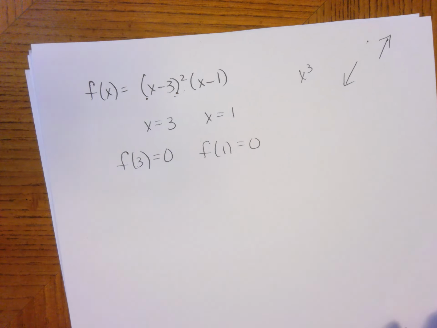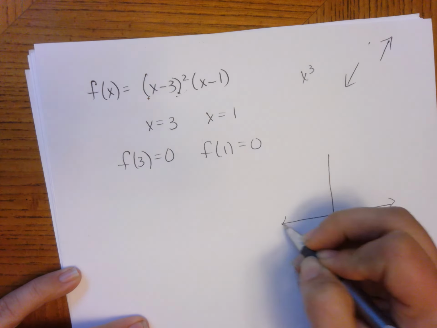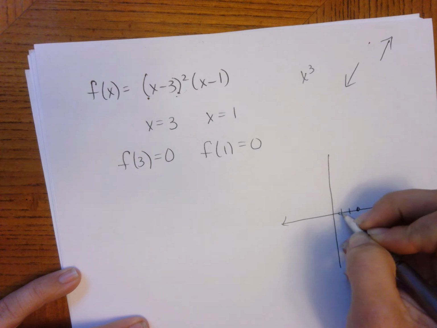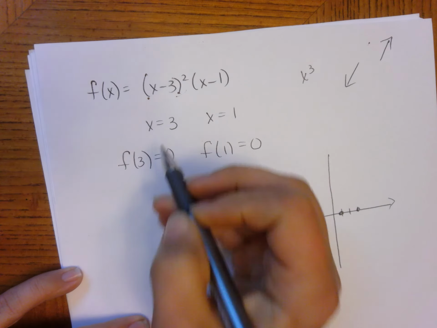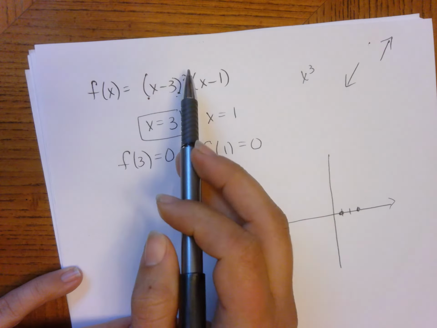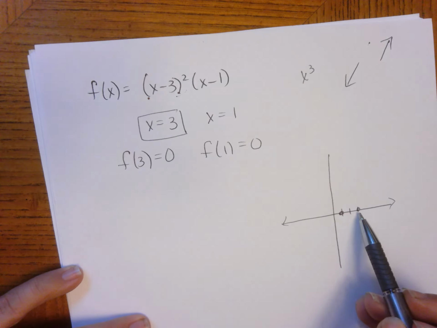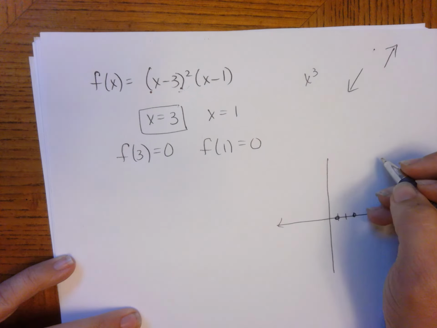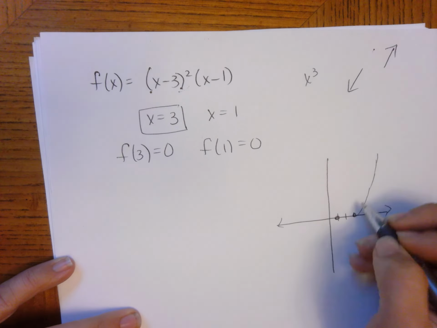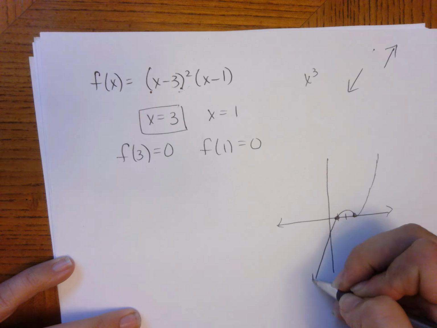All right, so let me put them on here. I have the point 3 here and then 1 here, okay? Now this x equals 3 comes from a factor with a multiplicity of 2 on it. So when I get to this 3, I should see a bounce. Now I know it's going to finish over here, okay? But what's going to happen at 3 is I'm actually going to bounce up and then come back down like this.